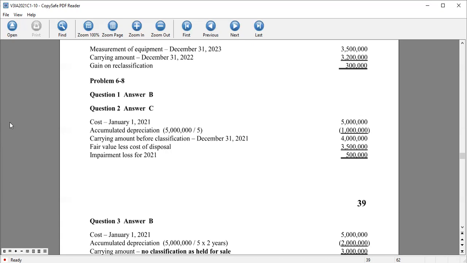So that's letter B. Question number 2, what amount of impairment loss should be recognized in 2021? So we now have the cost in January 1, 2021, the accumulated depreciation of 1 million. So the carrying amount to December 31, 2021 before reclassification was 4 million. Then fair value less cost of disposal of only 3.5 million. We have the impairment loss for 2021. That's for the amount of 500,000. So question number 2 is letter C.